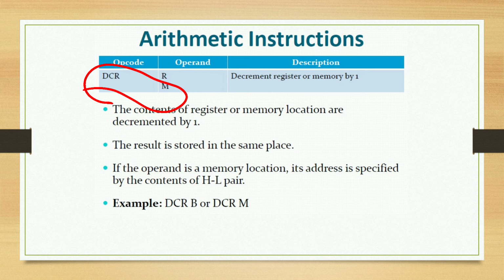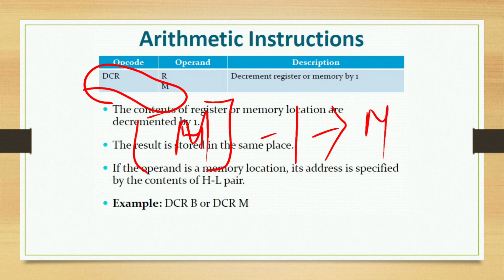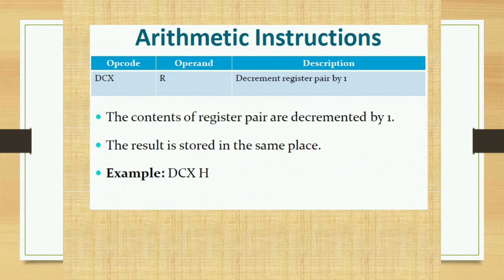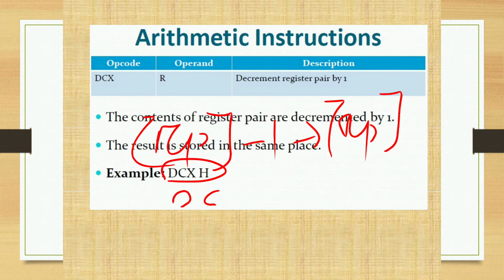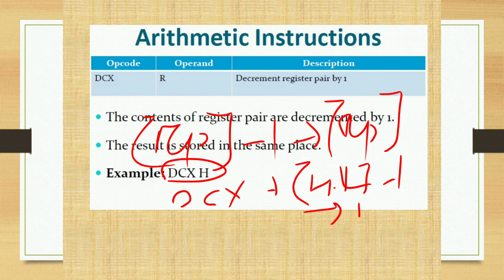DCR M: the content of memory is decremented by 1 and the result is stored in memory. The content of the memory whose address is given by HL pair is decremented by 1 and the result is stored in memory. DCX R: the content of register pair is decremented by 1 and the result is stored in register pair. Consider an example, DCX H means the content of HL pair is decremented by 1 and the result is stored in HL pair.